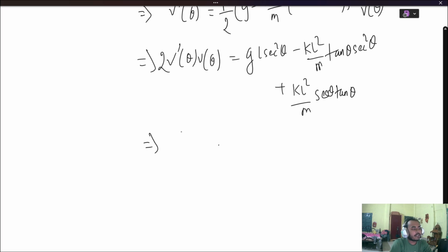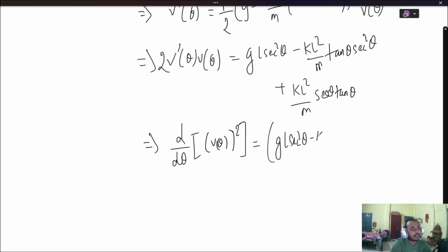Now using the chain rule, you can understand that this expression on the left hand side is nothing but d/dθ of (v(θ))² whole squared. If you were to differentiate this, you would simply get this, which is equal to this expression right here, which is nothing but GL sec² θ minus KL²/M tan θ sec² θ plus KL²/M sec θ tan θ.